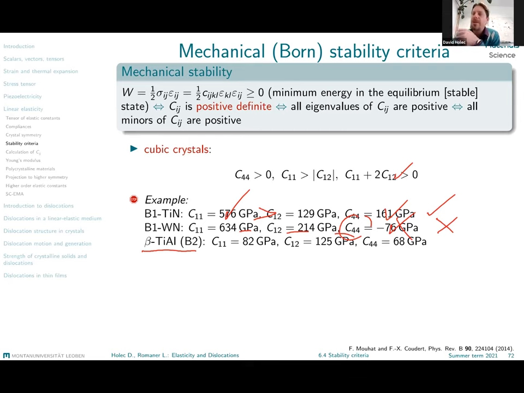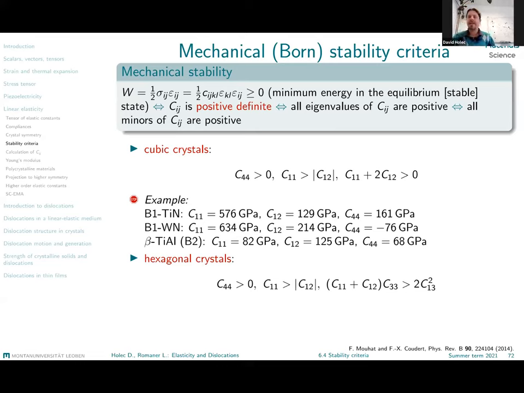For titanium aluminide, all looks fine. C11 is positive, C44 is positive, C11 plus 2 C12 is positive because they are all positive, but C11 is smaller than C12. And we do not fulfill the second inequality, which leads to the conclusion that this is mechanically unstable. And indeed, this is mechanically unstable. Such a structure would spontaneously phase transform from this BCC-based structure towards a tetragonally deformed FCC structure. For those of you who are familiar with that, it would undergo a Bain transformation from BCC to FCC.